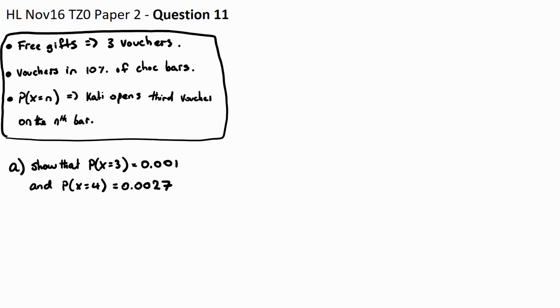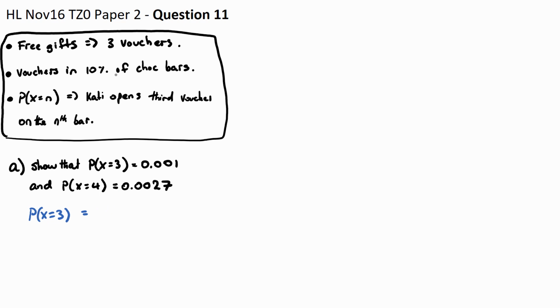Okay, so in part A, show that the probability that X equals 3 is this, and the probability X equals 4 is that. Okay, so firstly, the probability that X equals 3, that means that Catty opens the 3rd voucher on the 3rd bar. So that means Catty's been very lucky and she's managed to pick the first 3 bars. They all have a voucher inside it.